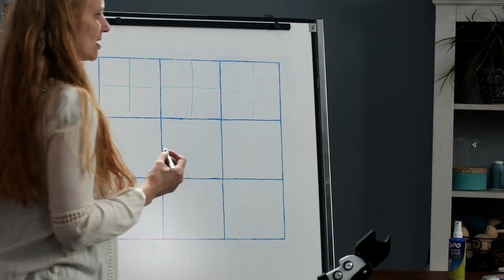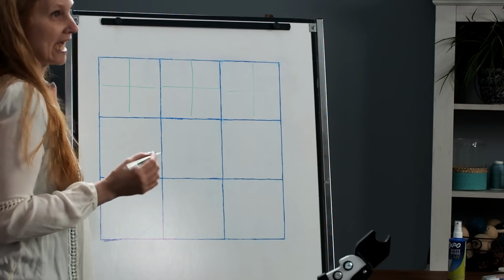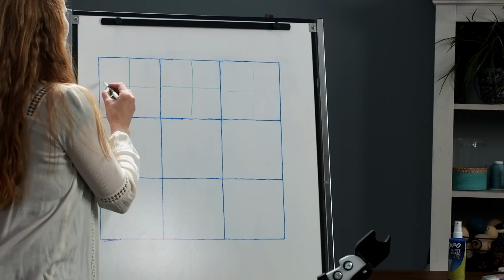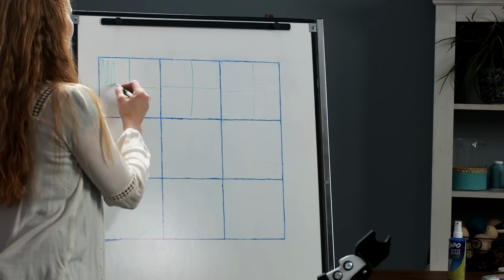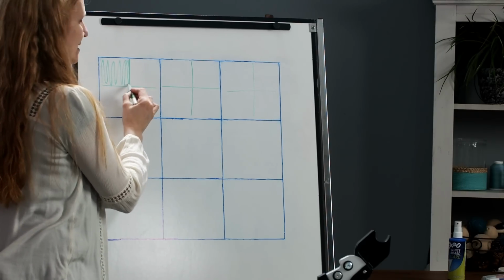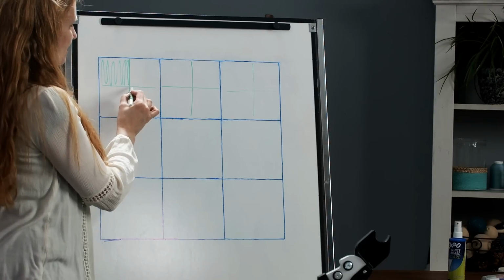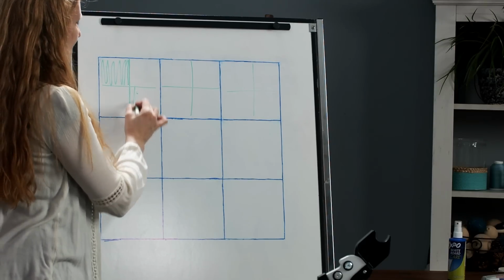I call this my squiggle. Squiggle, I like it. I'm going to squiggle up and down and up and down, and I'm going to end at the down. Then I'm going to transfer over to this next block. Up and down, up and down, up and down.